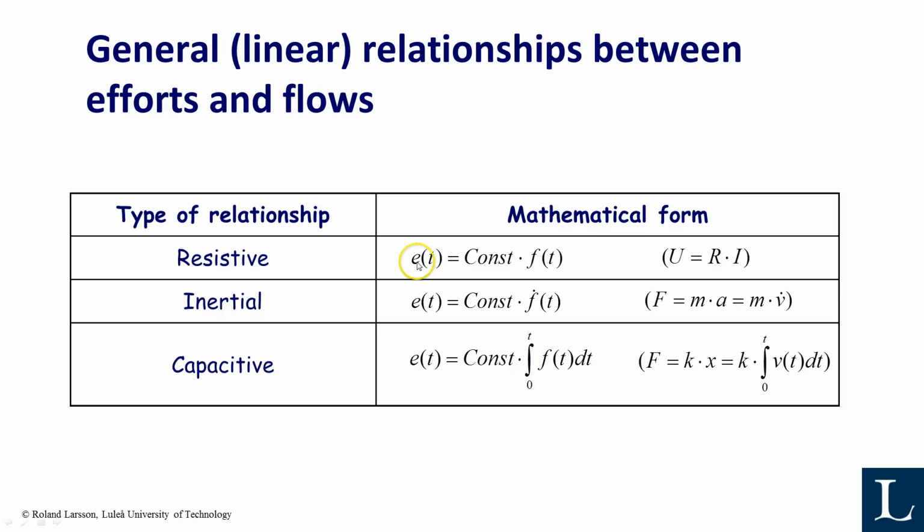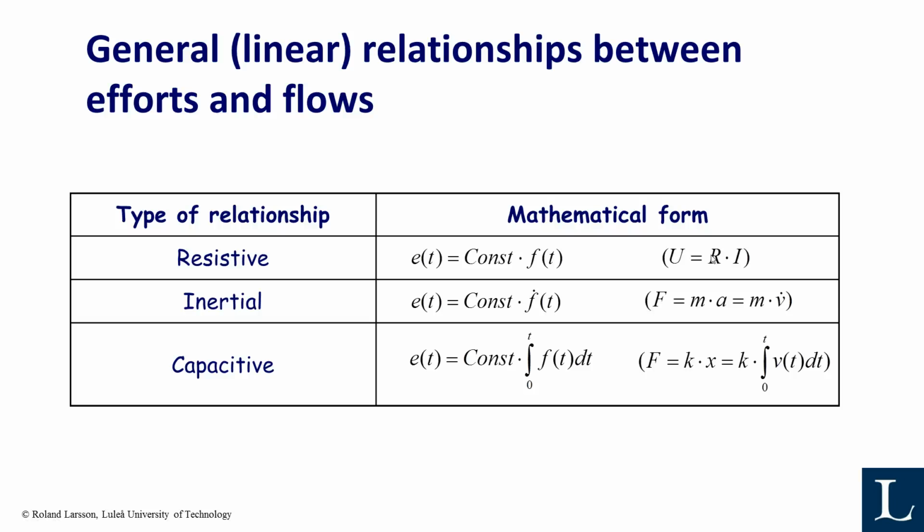And the first one is the direct relationship between the effort and the flow. So it's just a linear model. It's just a proportionality constant between the two. A typical example is the relationship between the voltage and the current, and the proportionality constant is called resistance in this case.